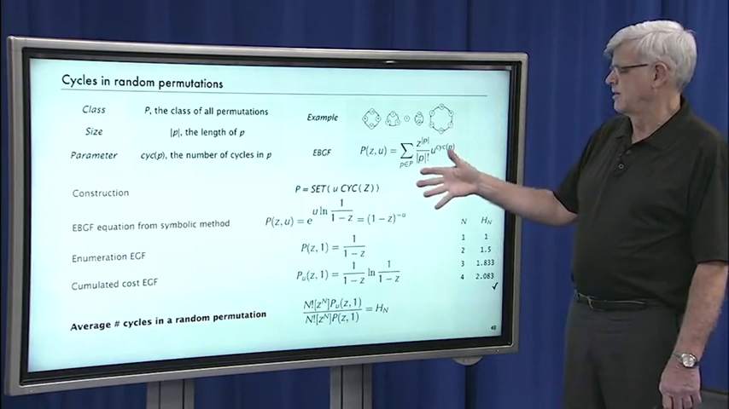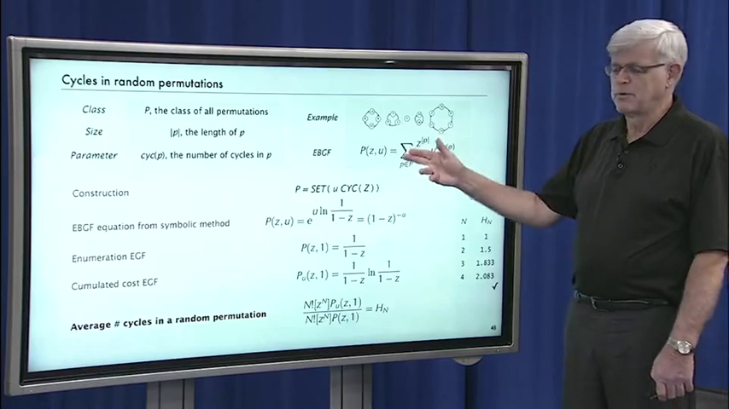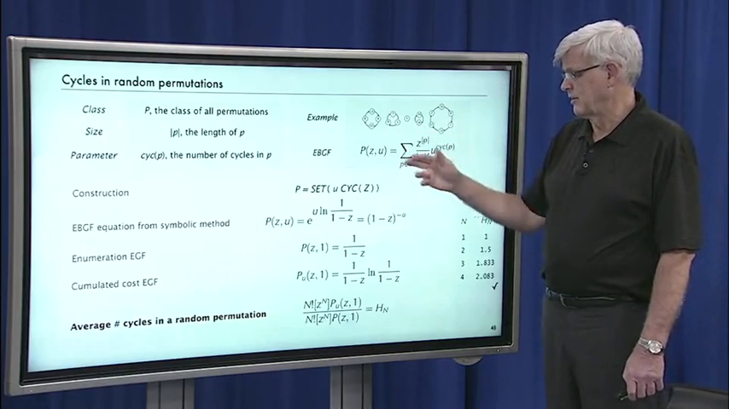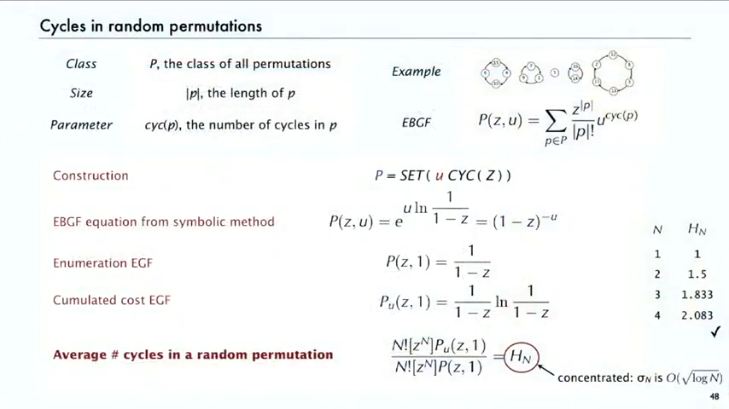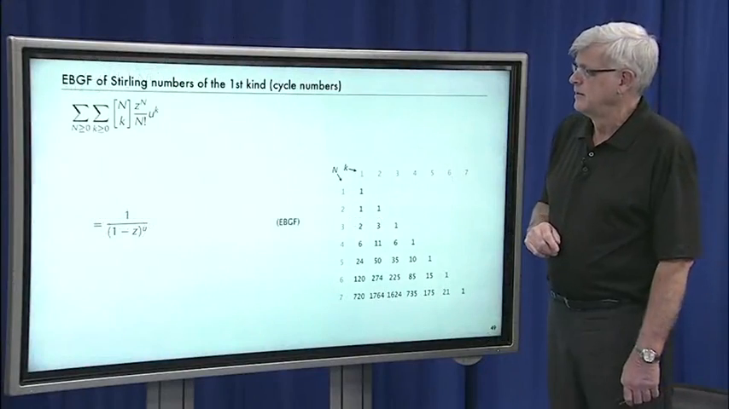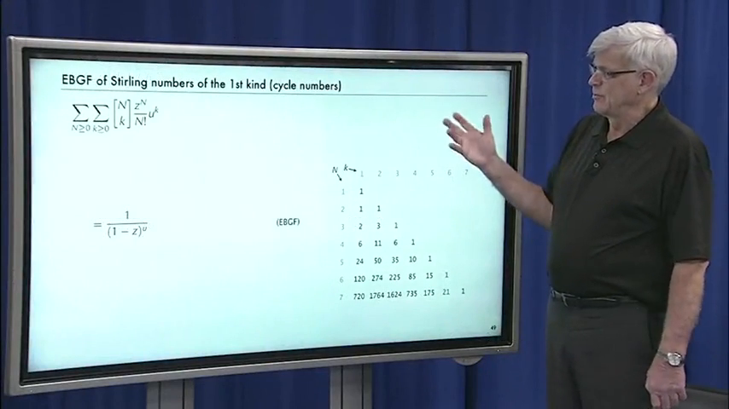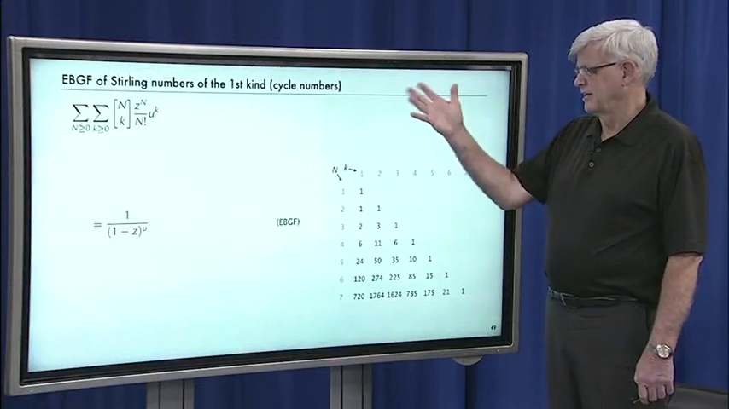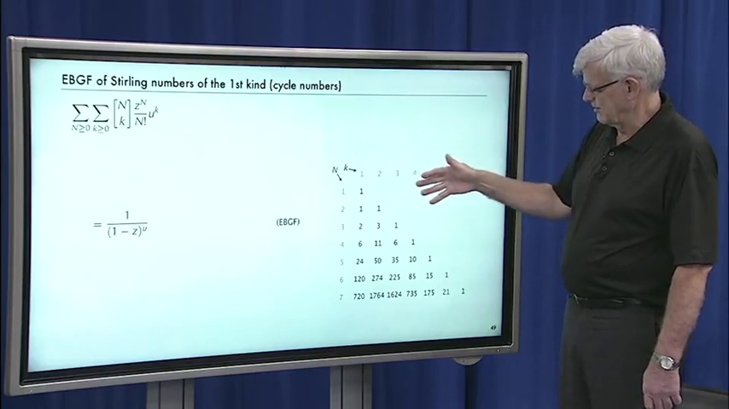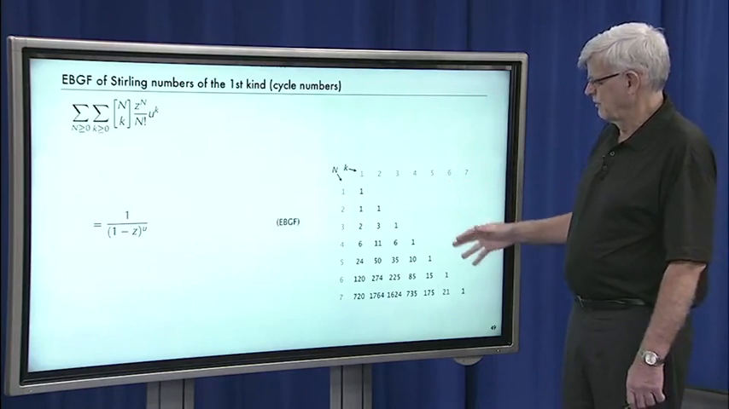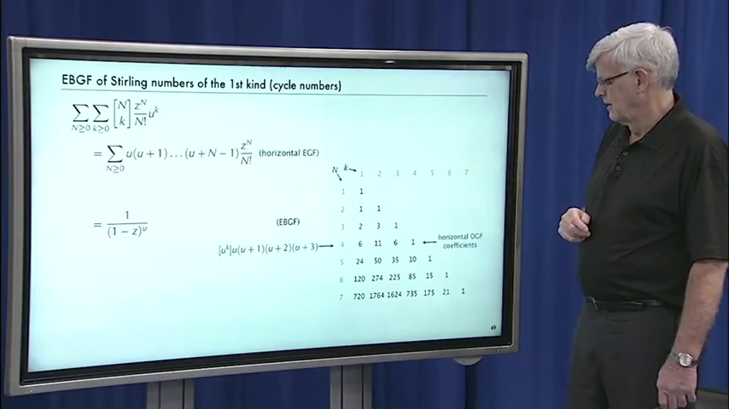So that's straightforward with the symbolic method, marking the parameter value with the second variable u. And again, we can go and compute the standard deviation. It's the square root of log n, so that one is even concentrated. In fact, this distribution is another well-known one. It's known as Stirling numbers of the first kind, the Stirling cycle numbers. So these are what we observe for 1, 2, 3, and 4.